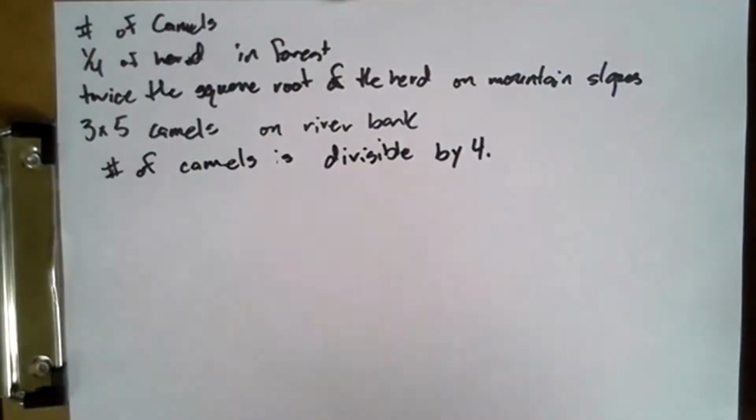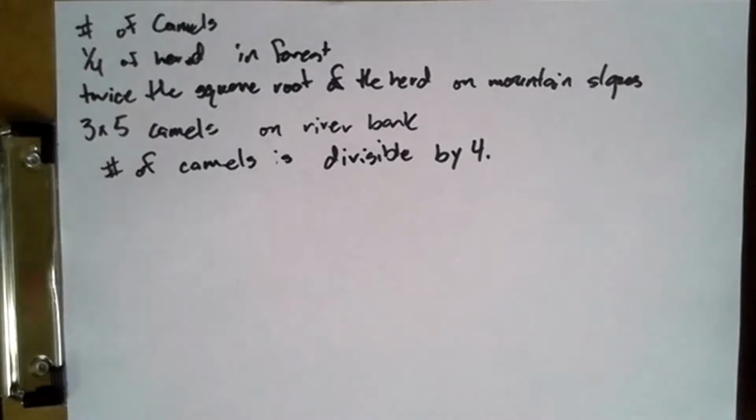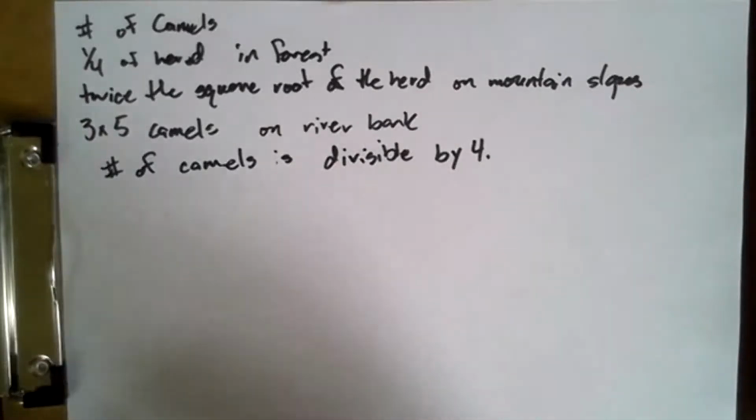We know this because we can't have a partial camel. Partial camels are messy. If we don't have a number divisible by 4, we wind up with a partial camel, and it's bleeding and it's gross and there's blood everywhere and yuck. Okay, no partial camels. Likewise, we know that there have to be a square number of camels, because if the number is not a square, again, we wind up with partial camels and yuck.